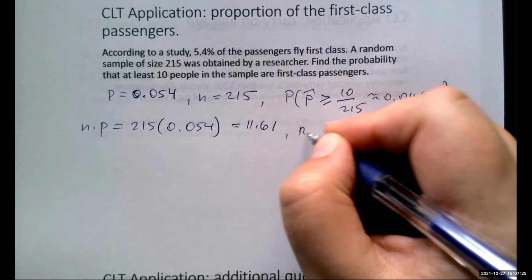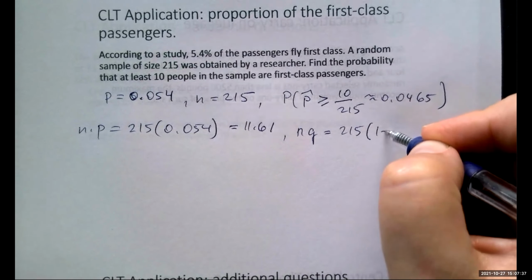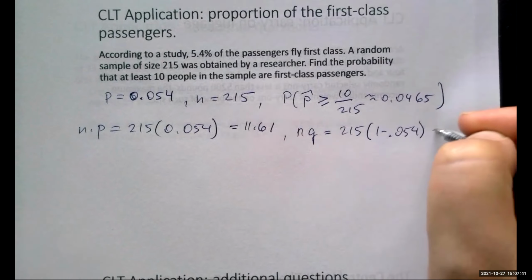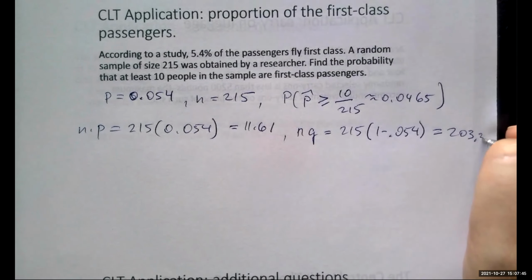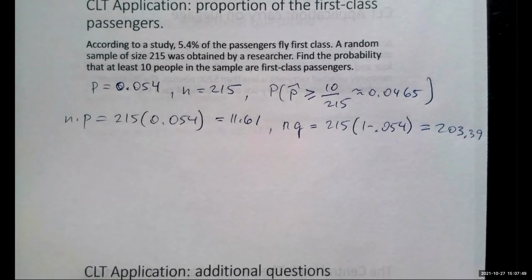Now let's calculate n times q. Basically, this is the probability of success, this is the probability of failure. So 215 times q, which is 1 minus 0.054, and that number is 203.39, which is also greater than 10. So we are good to go.